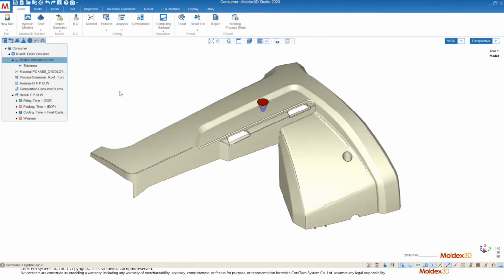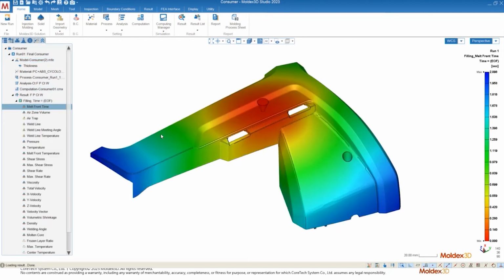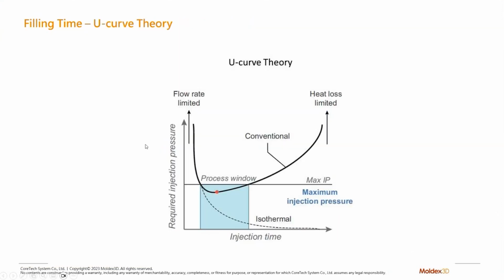Now, when we're talking about optimizing the filling time, there's a couple of things that we can look at. The first thing is what's called U-curve theory. U-curve theory allows us to reduce the injection pressure as our injection time increases, or I should say at a low injection time or a high injection speed.